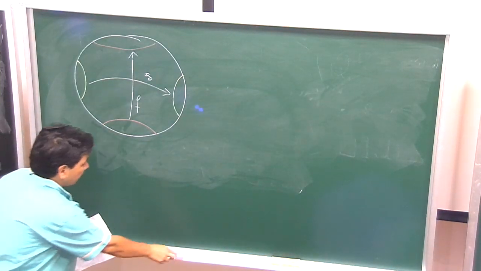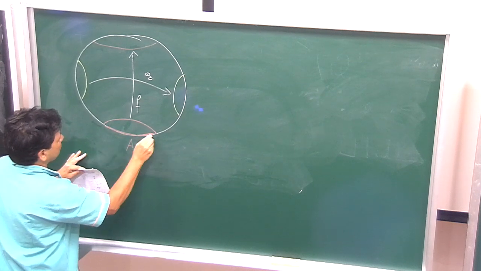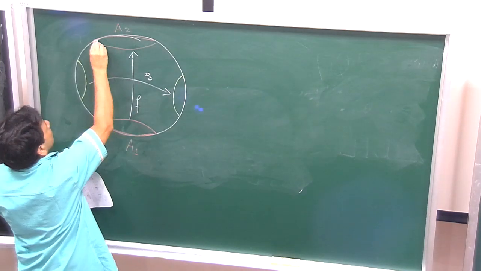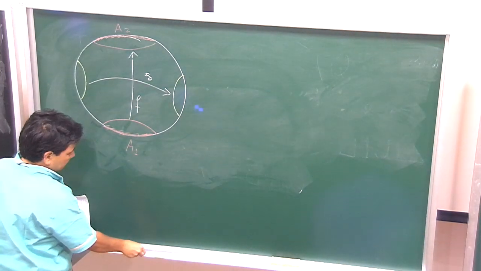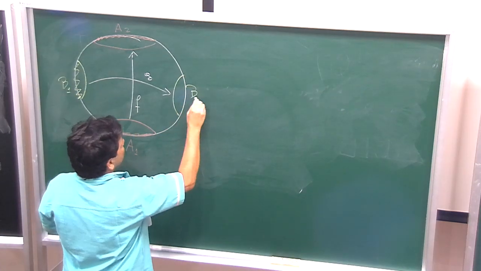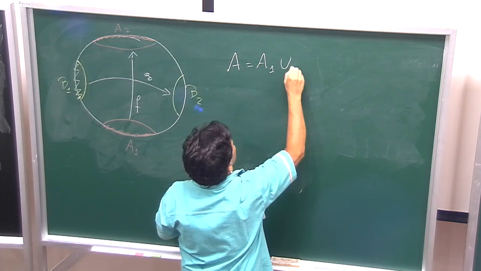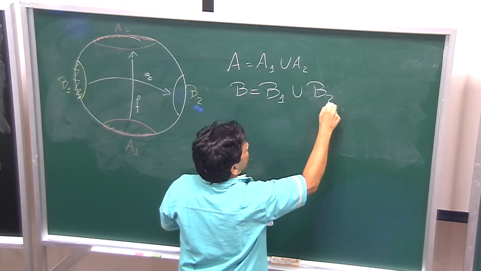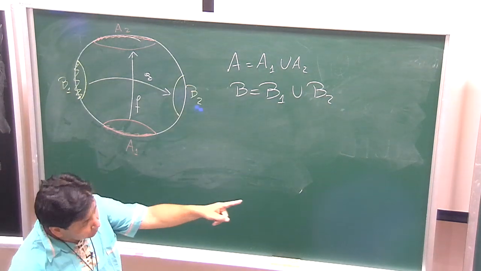Okay? In that case, I will denote this by A1, this part of the circle. This is A2. Okay? So I will only keep the unit circle part of the circle. And this is B1, and this is B2. And of course, A will be the union of A1 and A2, and B the union of B1 and B2. These two sets are disjoint. And we have that property.